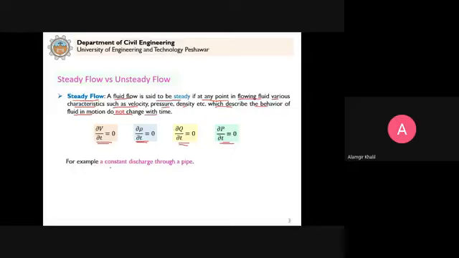We have studied so many examples so far, a lot of cases, and all were steady flow conditions. But a simple example is a constant discharge through a pipe. When we have a pipe and the rate of flow is constant, it is not changing with respect to time, means that, let's say at 8 a.m., at this pipe here, the discharge is flowing.